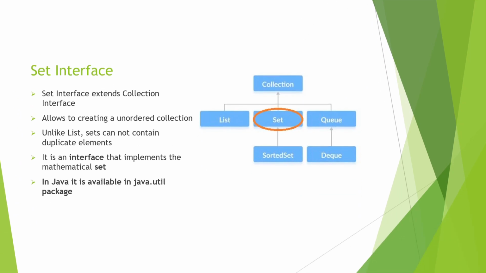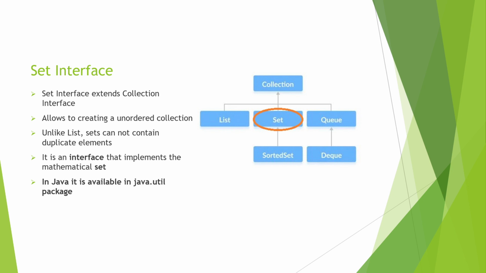Next, the set interface. A set interface extends the collection interface. We all know the collection interface is extended by different interfaces: one is the list, another is set, and queue. So one of them is the set interface.